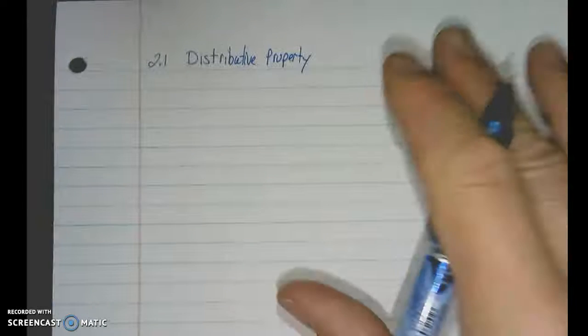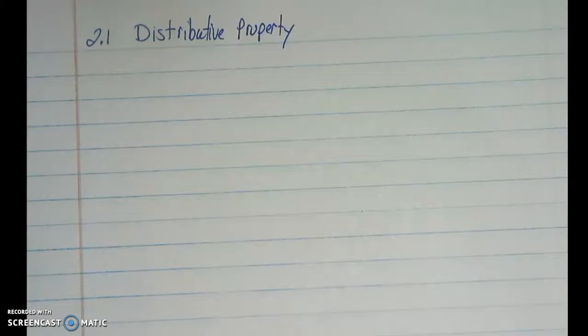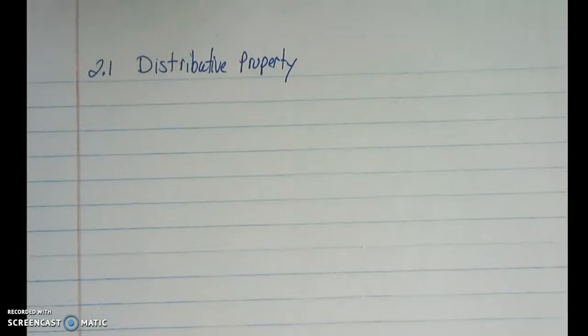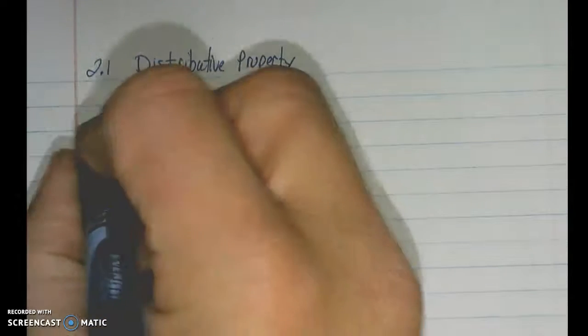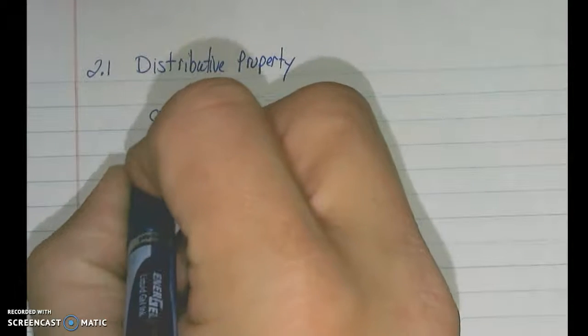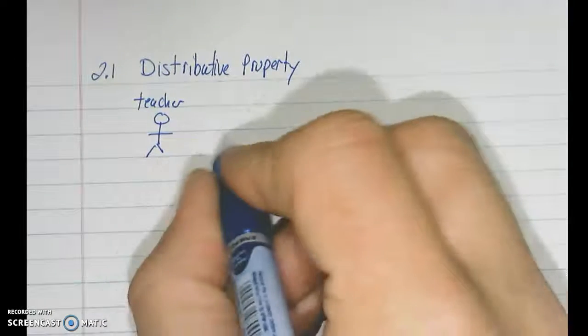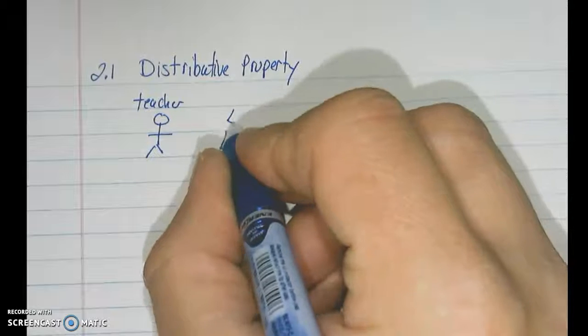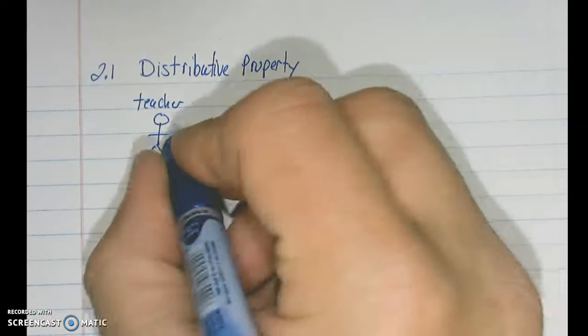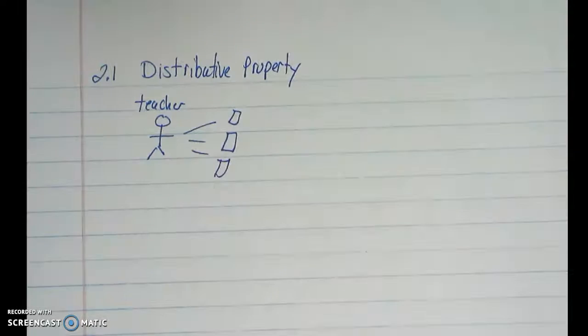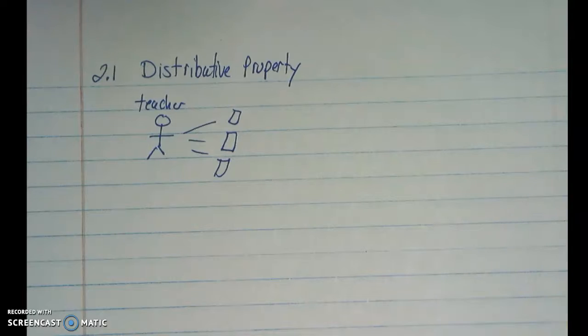Okay, so we are looking at something called our distributive property. Now, the way you're going to think about this is a teacher, right? This is a teacher. When they hand back papers, right? Those are papers being thrown at you, right? They're distributing papers. Now, who gets the papers?